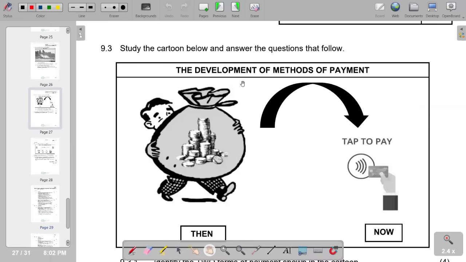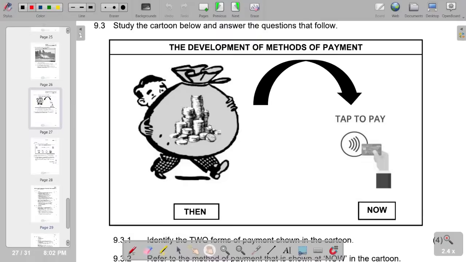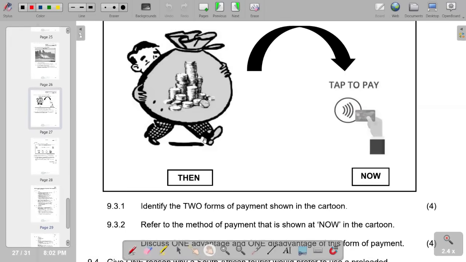Study the cartoon below and answer the questions that follow. We are given a cartoon of the development of methods of payment. So we have got now and then, tap to pay. So this is a card that is being tapped. And 9.3.1, identify the two forms of payment shown in the cartoon. Of course, on the first cartoon, you see that there's cash that is being carried. We have got cash as a method of payment. And then we've got a card that we have also as a method of payment.